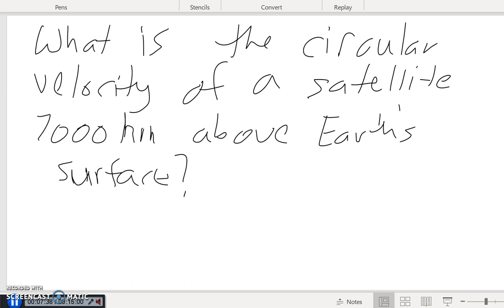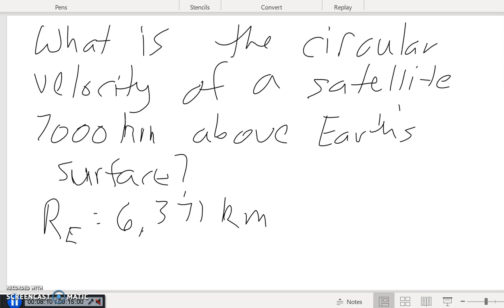Okay. What is the circular velocity of a satellite 7,000 kilometers above Earth's surface? Now remember that Earth's radius, let's call it R sub E, is equal to 6,371 kilometers. Okay, so Earth's radius is equal to 6,371 kilometers.